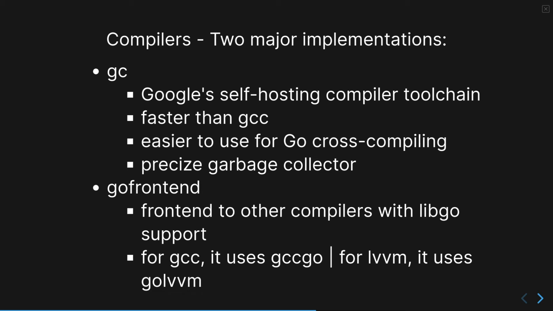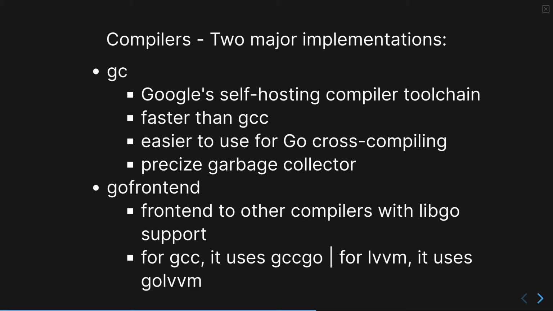Considering compilers for Go, we can mention two main implementations. One is GC, which is a self-hosting compiler toolchain from Google. It's optimized for Go itself, which makes it faster than GCC. It's way easier to use for cross-compiling of Golang, and the garbage collector is very precise for this one.